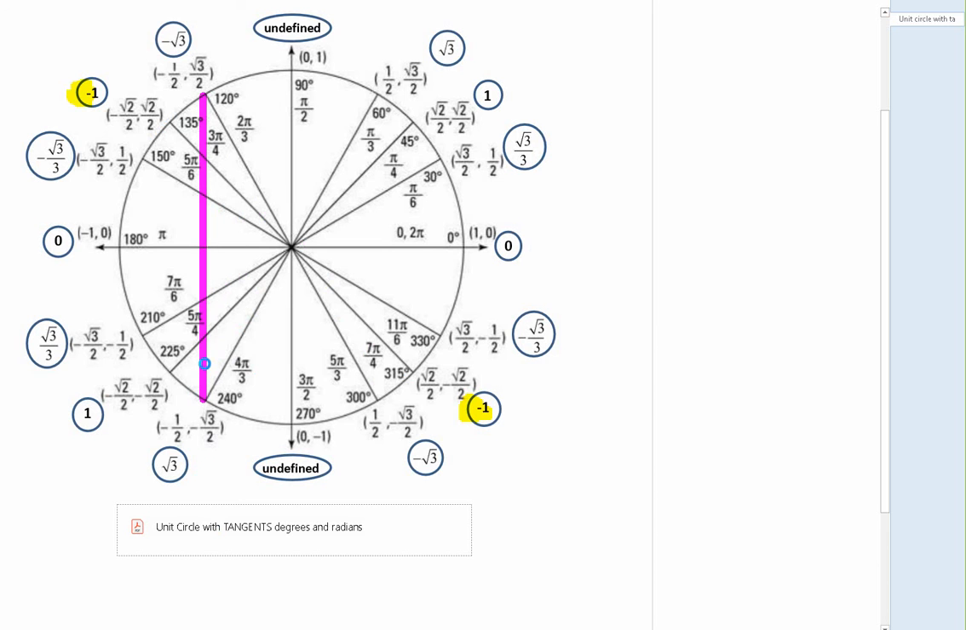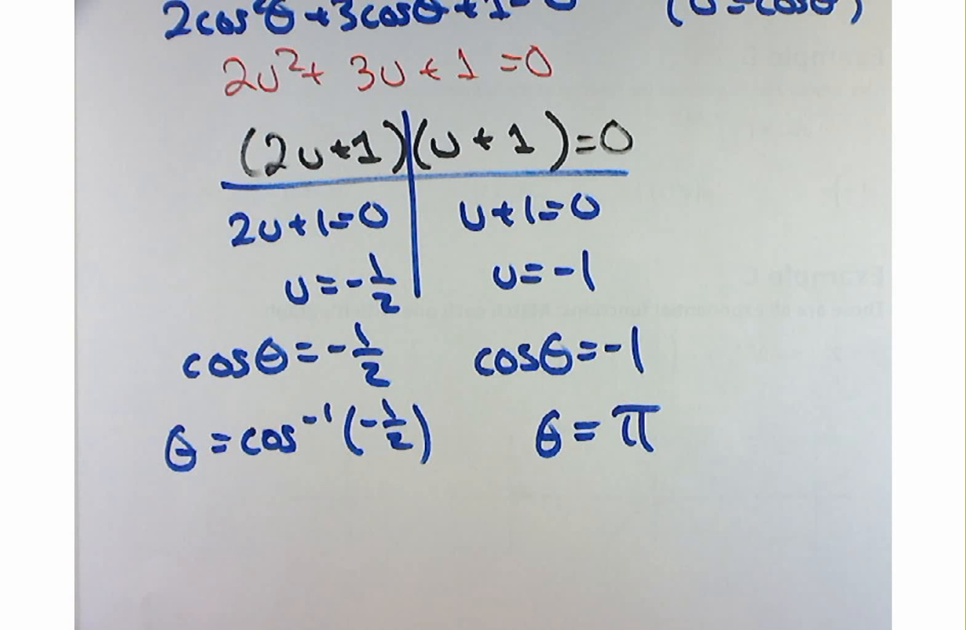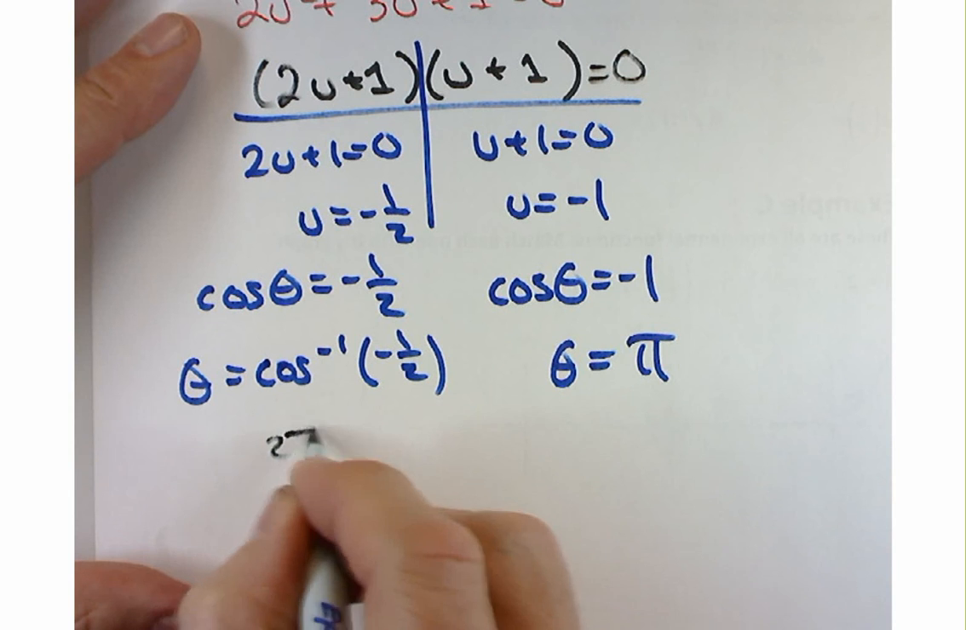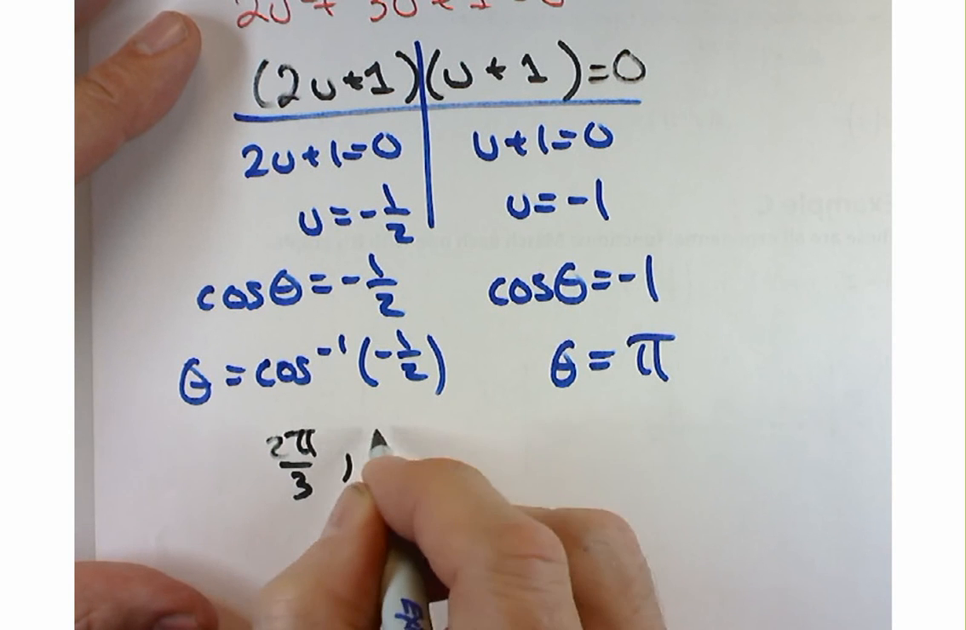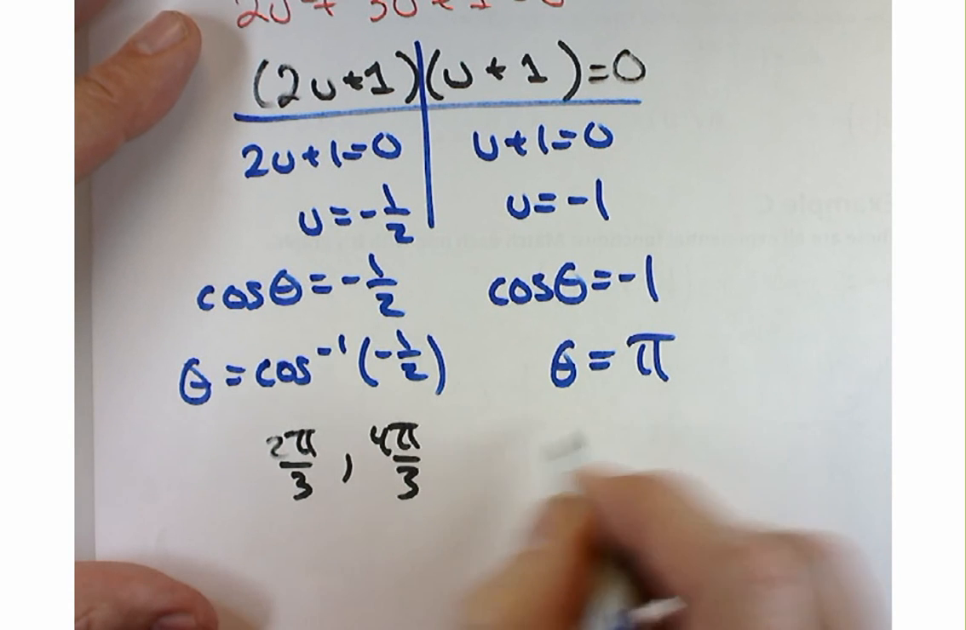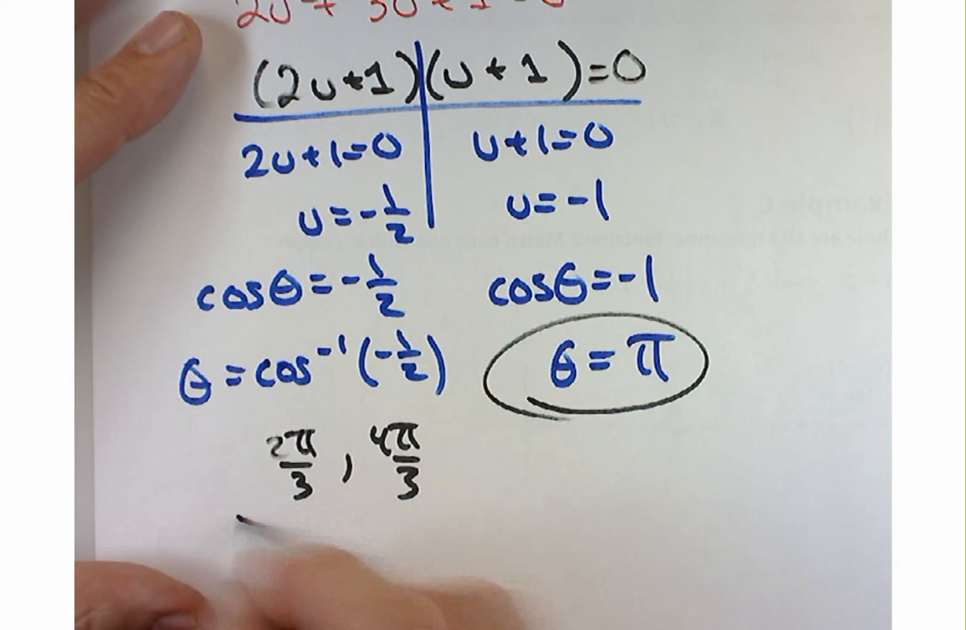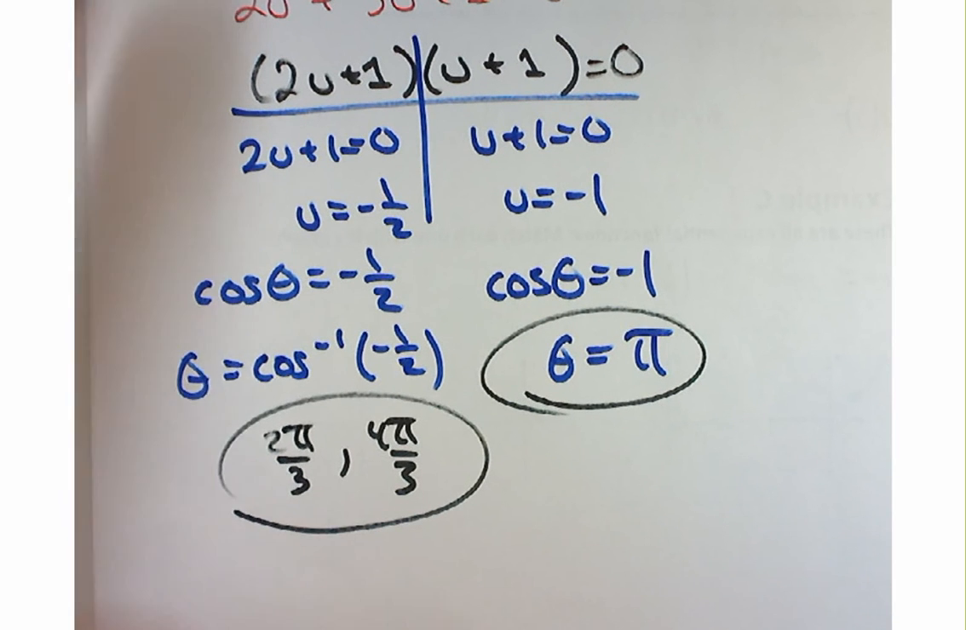Now, if I'm answering in radians, it'd be 2 pi over 3 and 4 pi over 3 would be the correct answers here. Just take a look at what you're being asked. Is it degrees or radians? So 2 pi over 3 and 4 pi over 3. So a total of 3 answers if you're working in the interval of 0 to 2 pi.